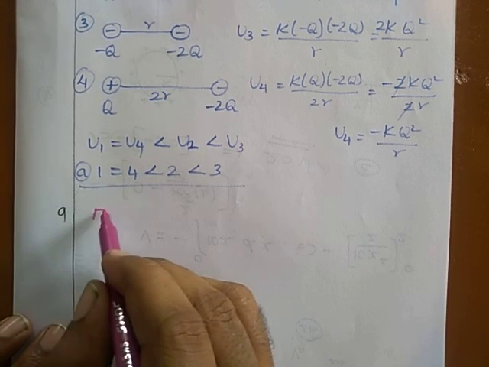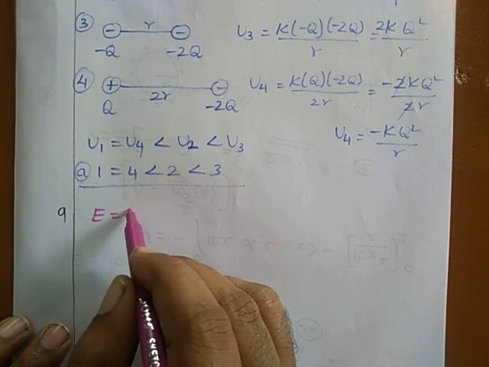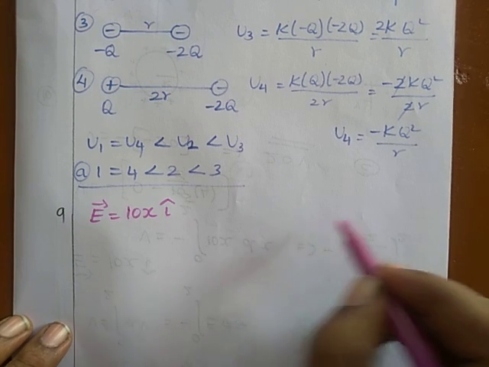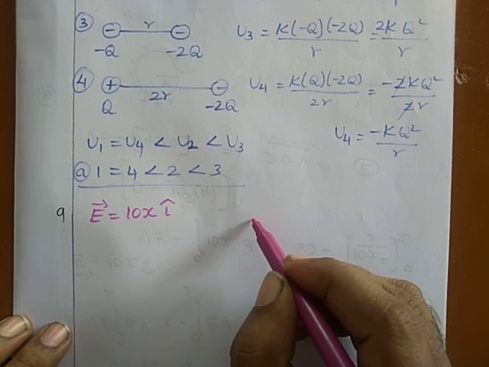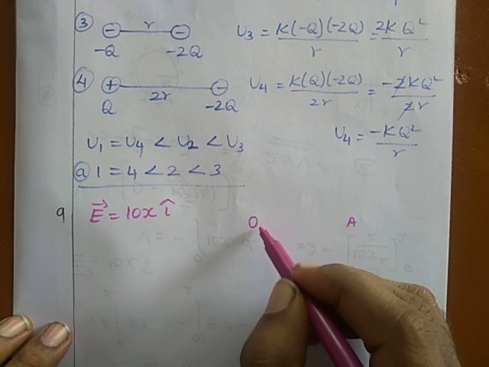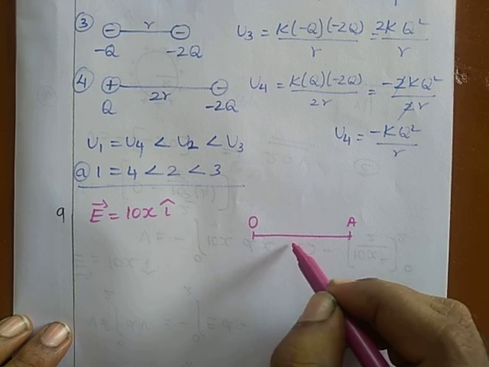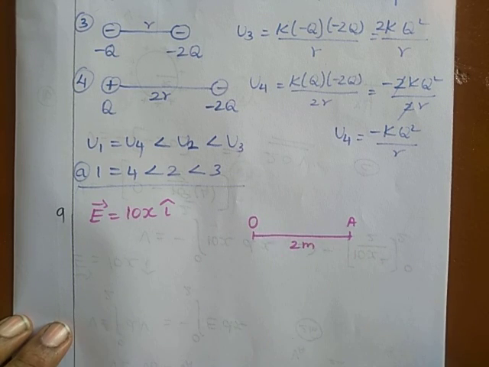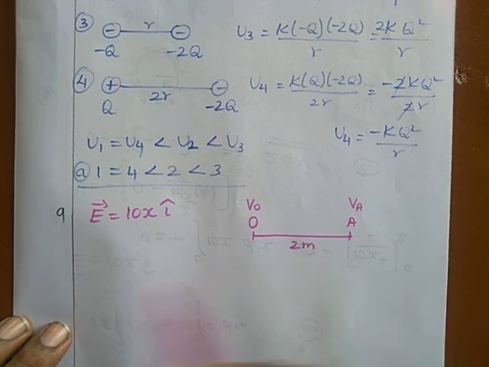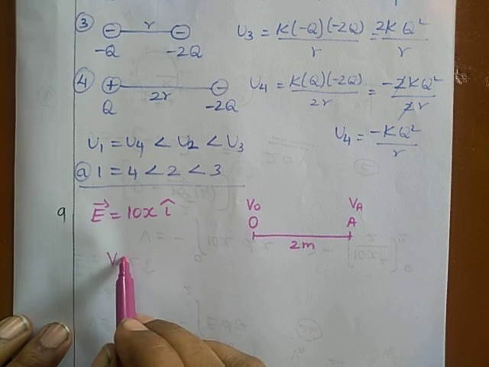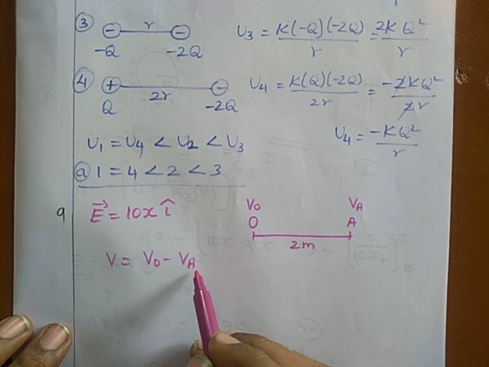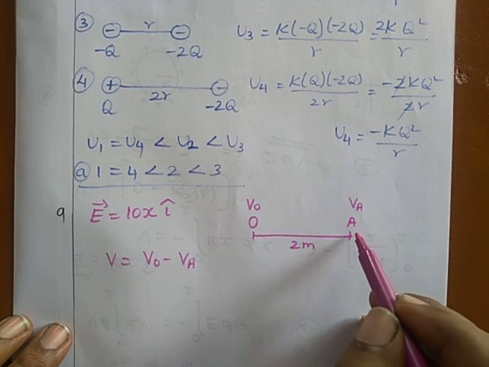They have given the electric field in the region, E vector is equal to 10x i cap. Here they have given 2 points, that is point O, the origin, and A, a point at a distance 2 meter from the origin. Here the potential is V0, here the potential is VA. They have given the potential difference V is equal to V0 minus VA, final potential minus initial potential. So we are moving the charge from VA to V0.